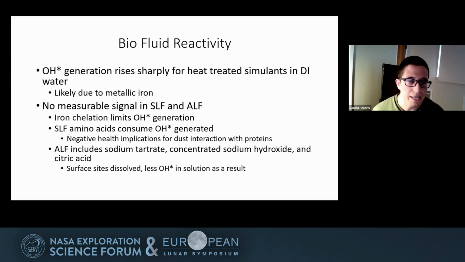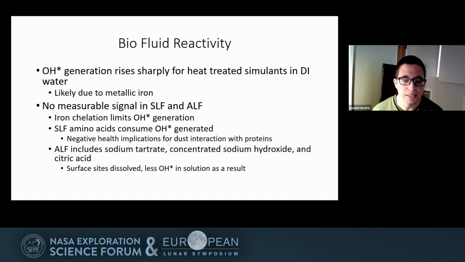In the opposite case, what could be happening is that the amino acids in both of these biological fluids, especially in the SLF, since SLF has more amino acids, are reacting with the OH radical at a rate much faster than that DMPO molecule can trap the OH radical for measurement. So if that's happening, there's no way that we can measure it using EPR.